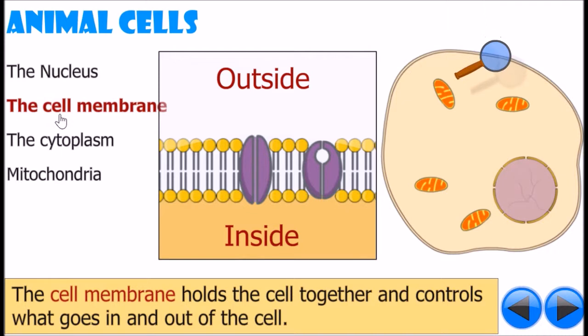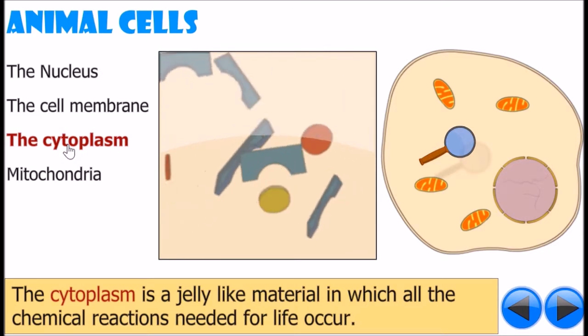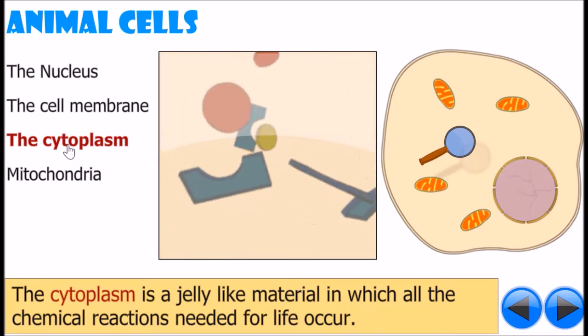Next we have the cell membrane on the outside, and the cell membrane controls what gets into the cell and what cannot enter the cell. The cytoplasm is a jelly-like substance, and this is where all the chemical reactions needed for life happen.